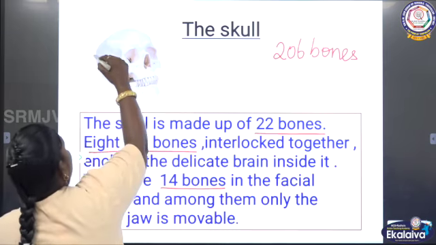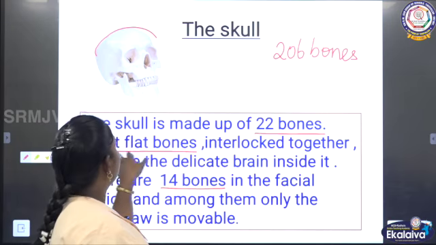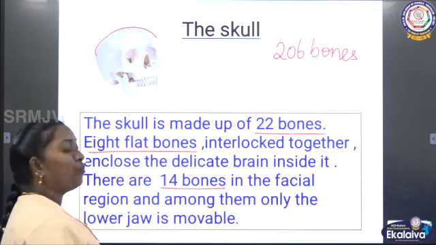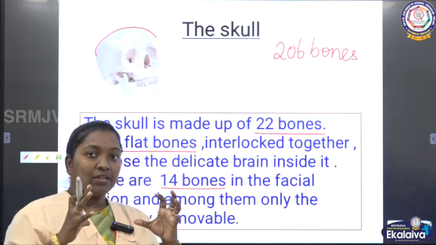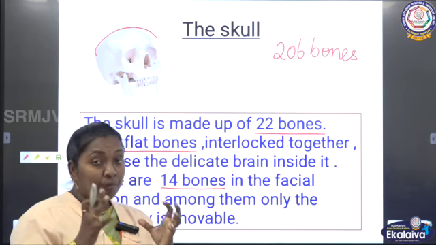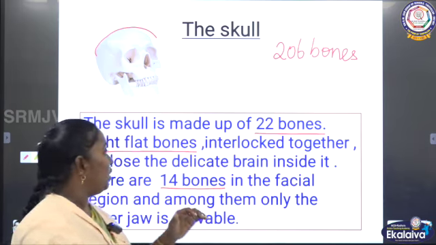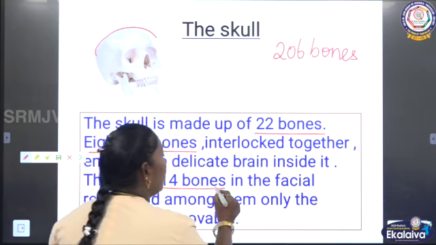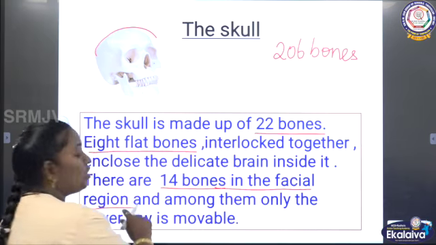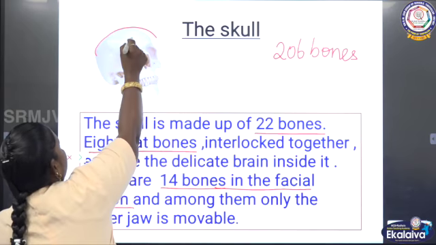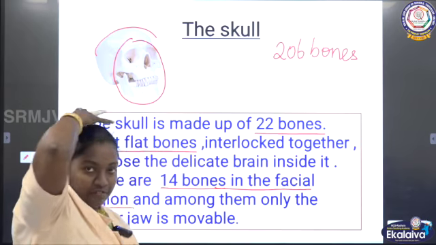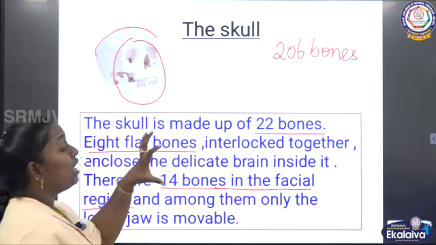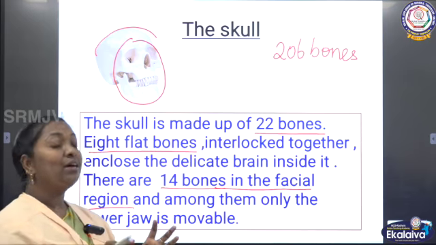So the 8 flat bones, interlocked together, enclose the delicate brain, which means they protect the important organ, the brain, properly. There are 14 bones in the facial region. So how many bones in the facial region? 14 here. The 8 flat bones and 14 facial bones have been covered, and this completely protects the brain.